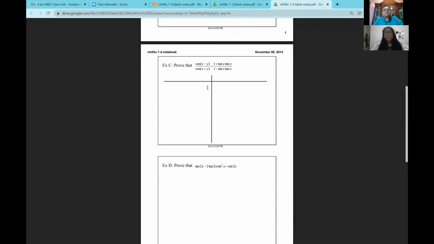Example C, prove that cos(x − y) over cos(x + y) equals (1 + tan x tan y) over (1 − tan x tan y). Looks scary, but not so difficult, right? Expand. What is cos(x − y)? Tell me.